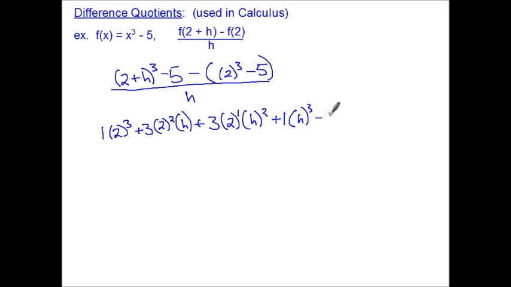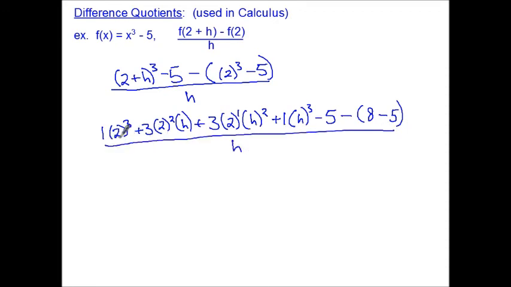Still got that minus 5 on there, I don't want to lose track of him. And then if you permit me to do so, 2 to the third is 8, so minus 8, and then the minus 5 right there. Alright, again, that whole mess is over h, and right now it looks like a big hairy mess, and it kind of is, but it's going to sort itself out a little bit here in just a minute.